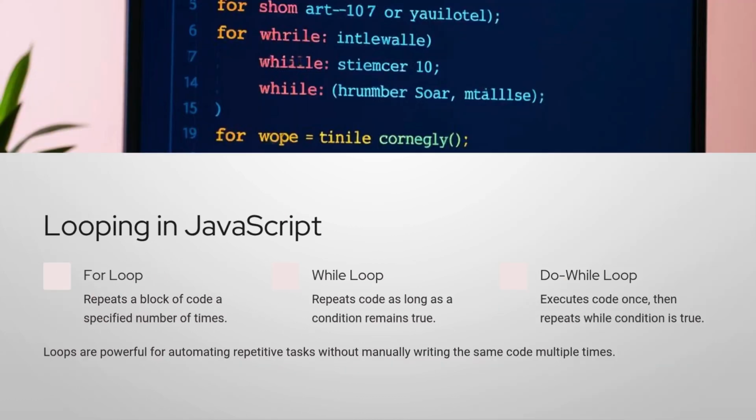Looping in JavaScript. A for loop repeats a block of code a specified number of times, while a while loop repeats code as long as a condition remains true. A do while loop executes code once, then repeats while the condition is true. Loops are powerful for automating repetitive tasks without manually writing the same code multiple times.